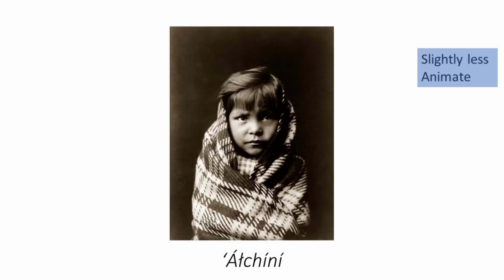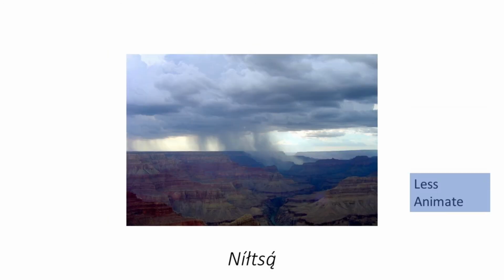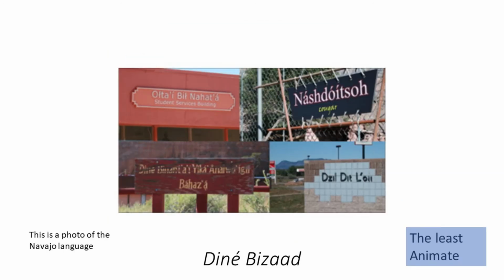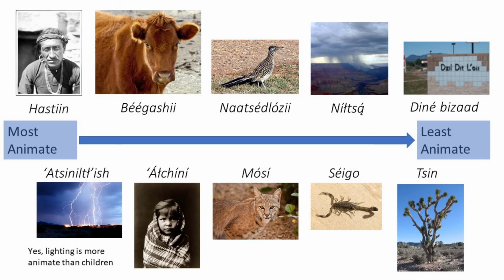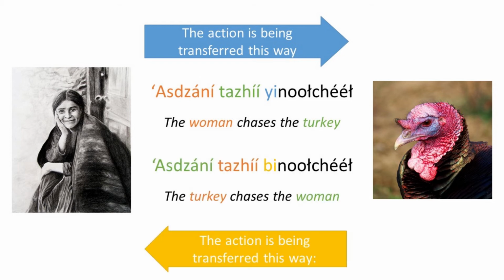Nouns are ranked in terms of animacy, from humans and lightning to children, large animals, medium animals, small animals, insects, natural phenomena, plants, objects, and abstract concepts. Nouns that are seen to be more animate come first in the sentence, followed by nouns that are less animate, and the verb always comes at the end. When the action of the verb happens directly, from a more animate noun to a less animate noun, the verb is prefixed with yi. When the action happens in the other direction, the verb is prefixed with bi.